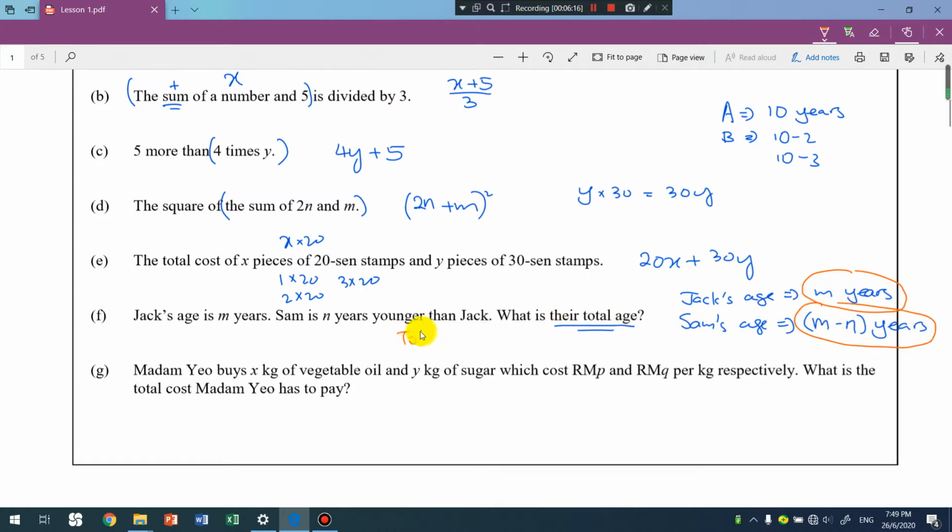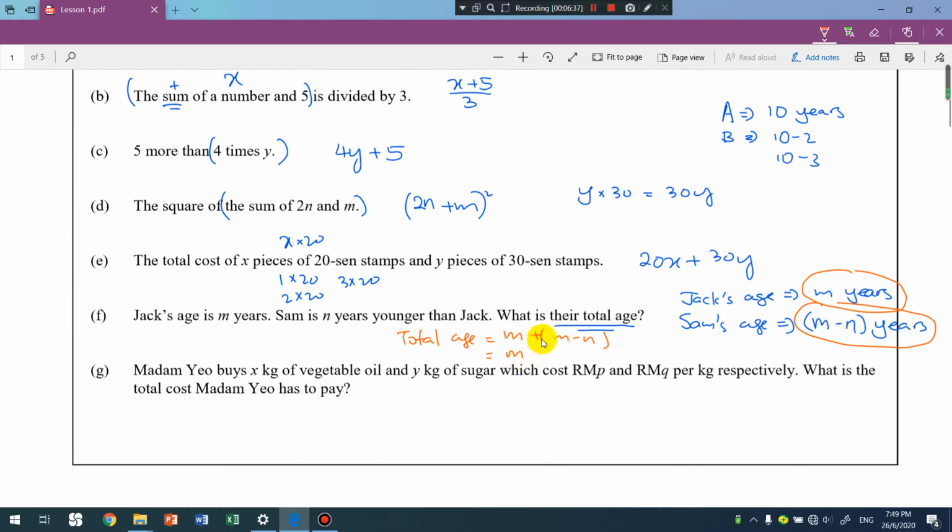Okay, their total age is equal to m plus m minus n. Since we have 2m here, we can just combine them together and simplify a little bit, which I will show you in the next part. So first we open up this parenthesis.